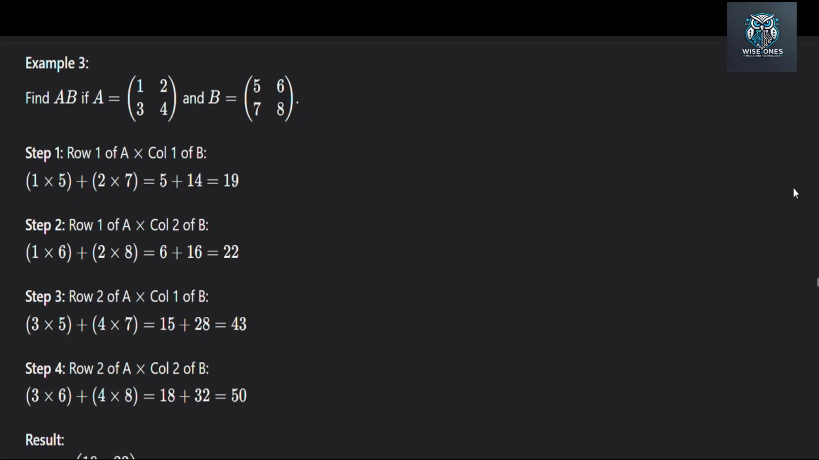Step 3, row 2 of A times column 1 of B. Row 2 of A is 3, 4. Column 1 of B is 5, 7.